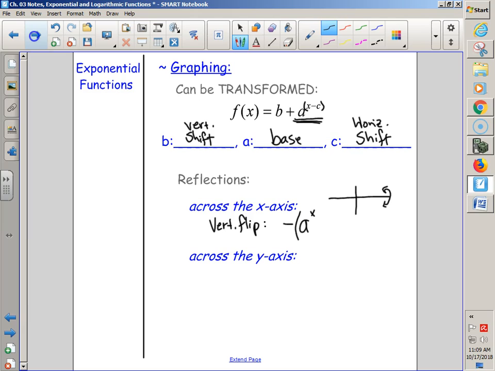So it's actually going to be a negative times the exponential function. Not a negative number being raised, but a negative on the outside. And then if you needed to do a horizontal flip, you would see that negative inside, up in that exponent. It's just going to look different because it's this weird exponential. And that would be a horizontal flip across the y-axis.